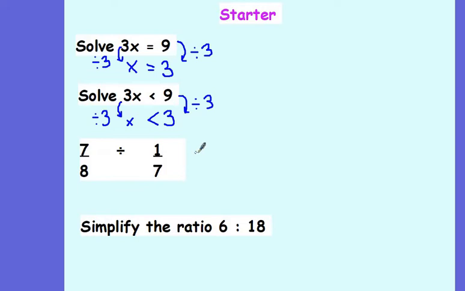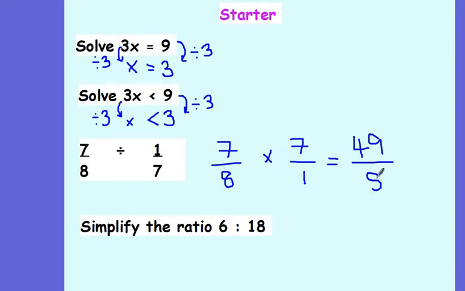Dividing fractions, we need to use our keep, flip, change. So this is going to be equal to keep the first fraction, flip the second fraction over, and change the sign. 7 times 7 gives me 49. 8 times 1 gives me 8. You could convert that into a mixed number, or you could leave it as an improper fraction. I didn't specify. If you did it as a mixed number, you would get 6 and 1/8.